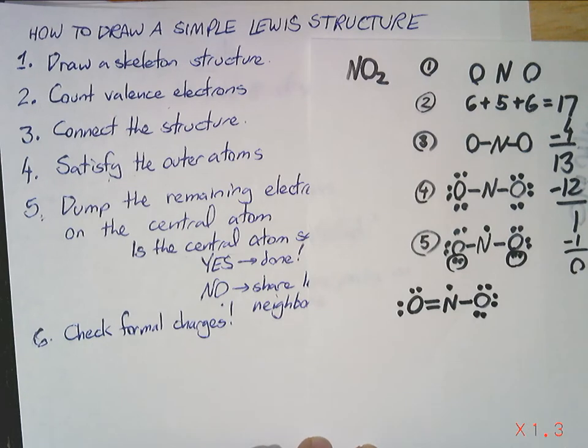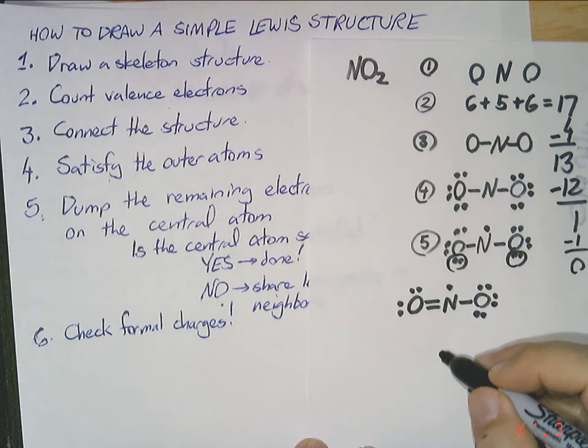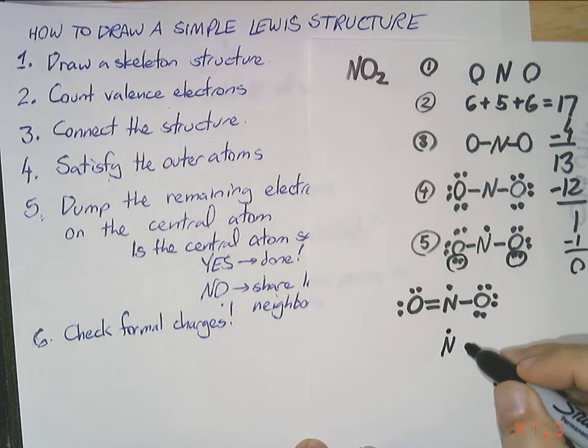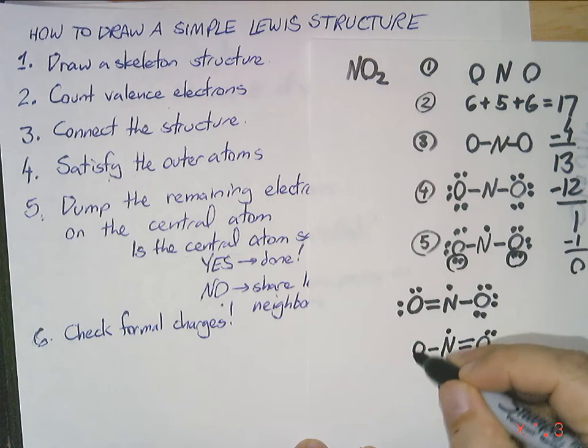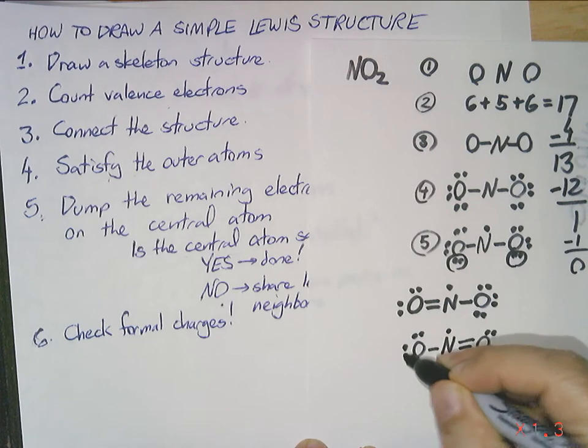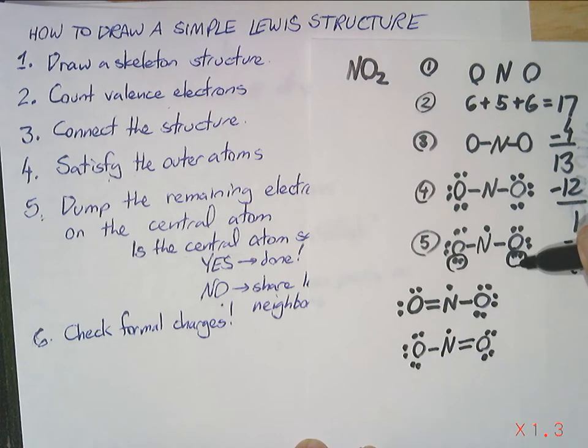Remember from our last video about resonance that we have to do it both ways. I could also have shared on that side. So I will get an alternate structure that looks like this. Both of these structures look kind of the same. That's what I get if I shared there. So I have 2 candidate structures. In order to see what's going on here, I'm going to have to assign formal charges.